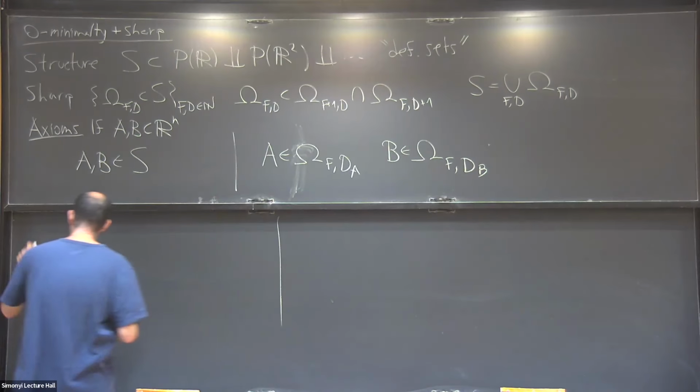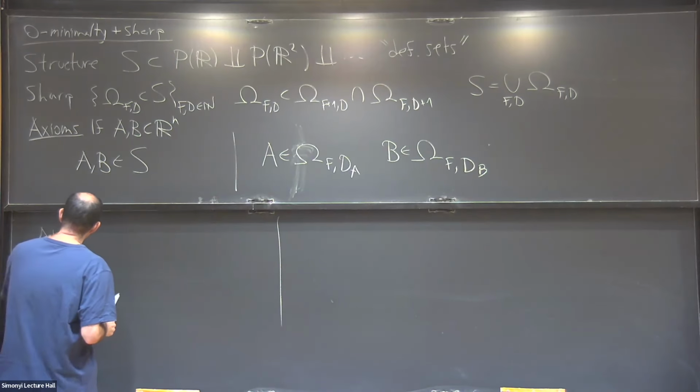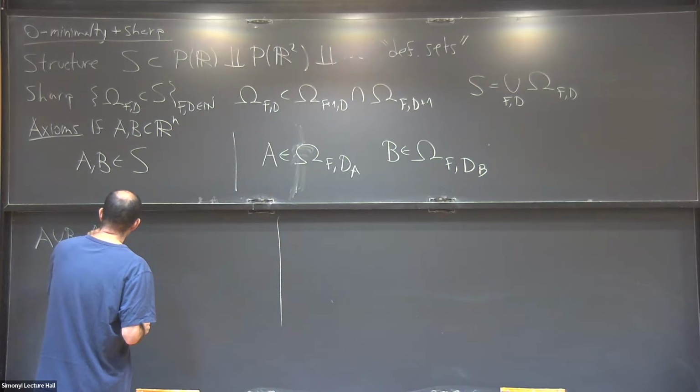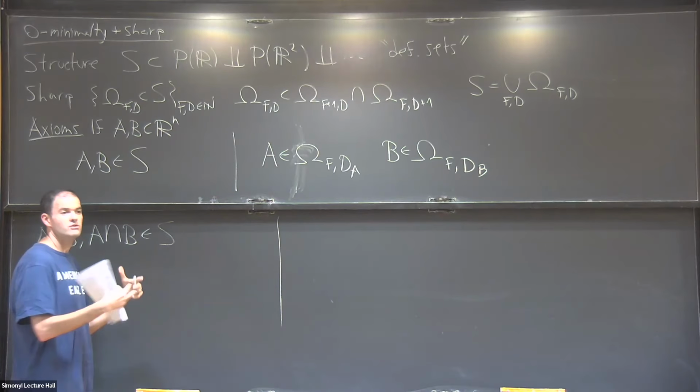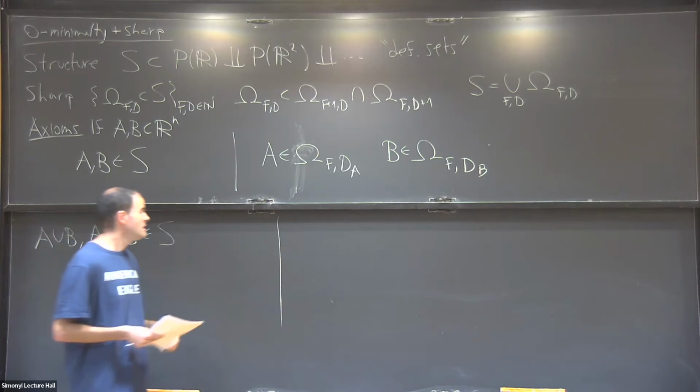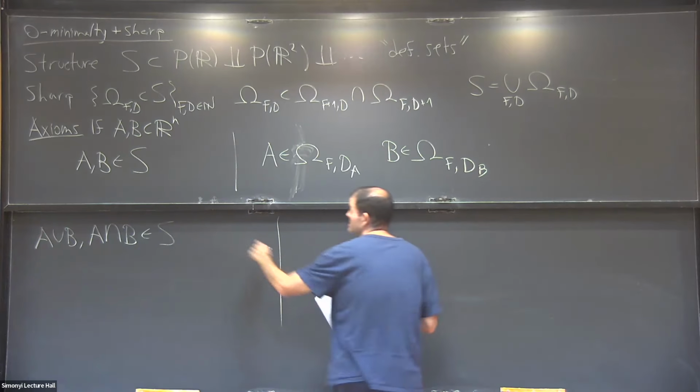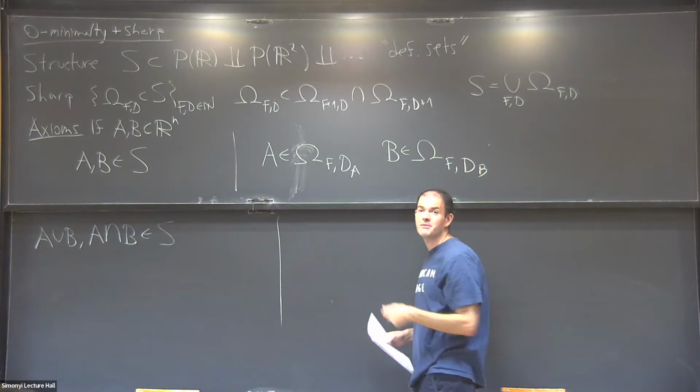Okay, so in a regular structure, I want the union and the intersection to be in the structure. So the structure is closed under taking unions and intersections. And in the sharp case, it should be in the structure, but I also want to say what happens to the format and degree.